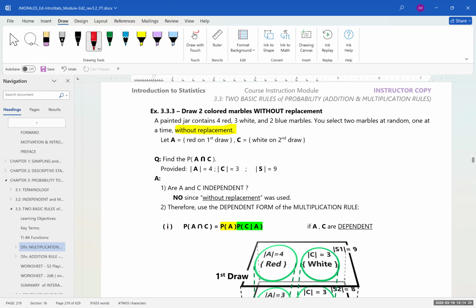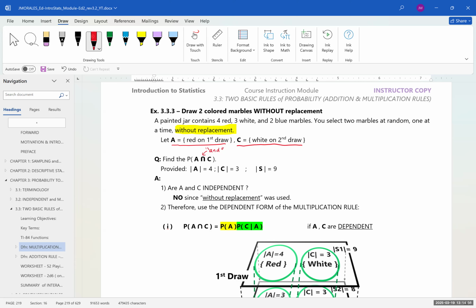So let event A be red on the first draw, and let event C be white on the second draw. So find the probability of getting red on the first draw and white on the second draw. So we're using the symbol for intersection, but that's compatible with also using the word and.